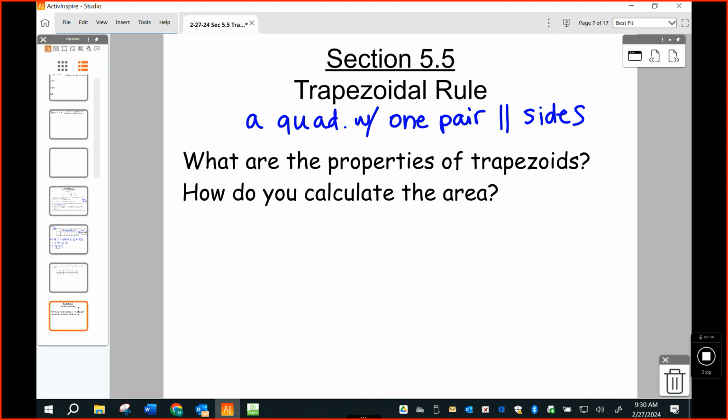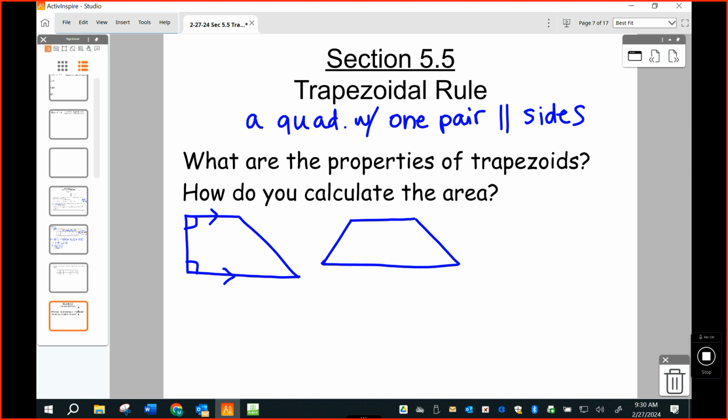So trapezoids. Can anyone name a type of trapezoid? Right trapezoid. Okay, a right trapezoid has two right angles. Here's my pair of parallel sides, right? What other kinds of trapezoids are there? The one that most people think of when they think of trapezoid is this one. It's got two sides that are congruent. Kind of like a triangle with two sides that are congruent.